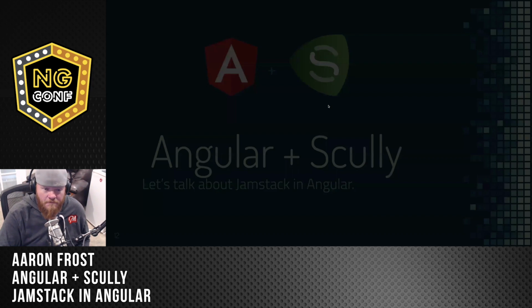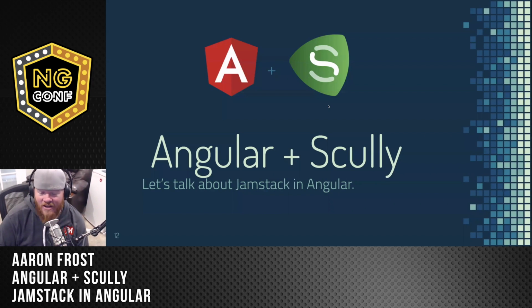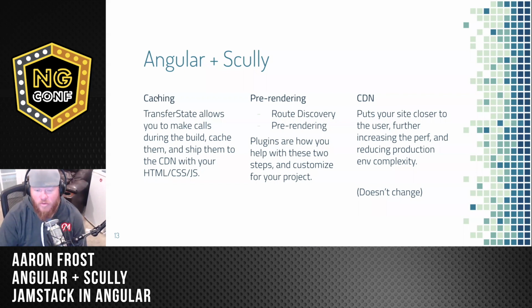Okay, so let's talk about Angular and Scully and how Angular and Scully do Jamstack. It is a specific flavor that's different than what you're hearing in the React community or the Vue community, so we want to focus on that. With Angular and Scully, we still focus on these three pillars, and how do we enable you to do them? The first one is caching your API calls. There's an Angular service called TransferState, and with just two lines of code, you can make calls during the build that will then be cached in production.